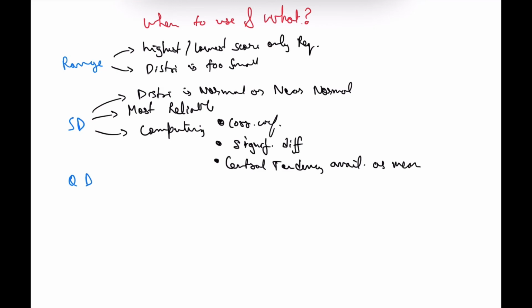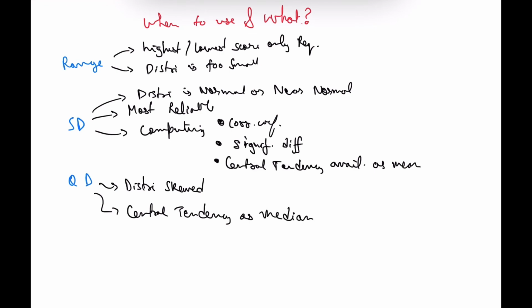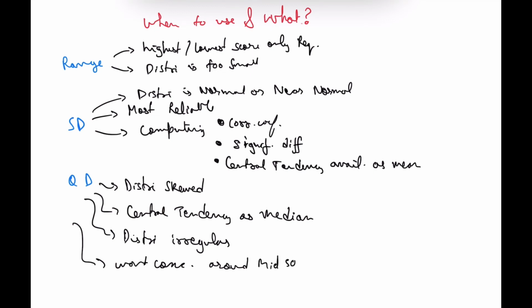Now when to use quartile deviation? When the distribution is skewed, when central tendency is known as median and the distribution is irregular, and when we want the data to be concentrated around the mid 50%, or when the percentile and quartile are already computed.